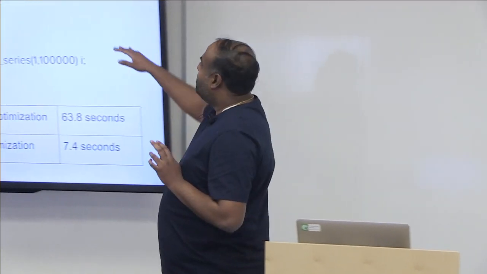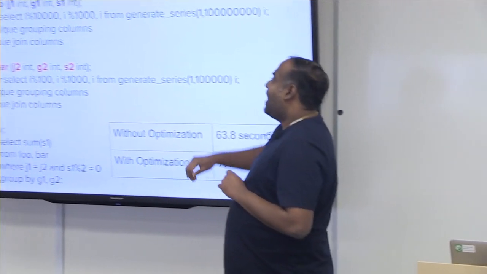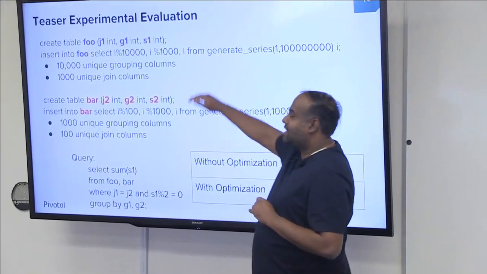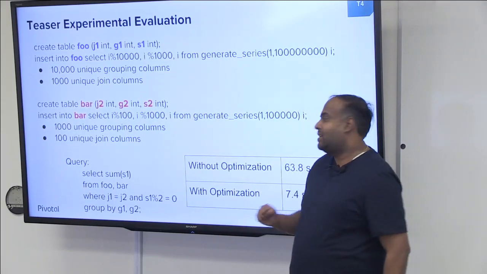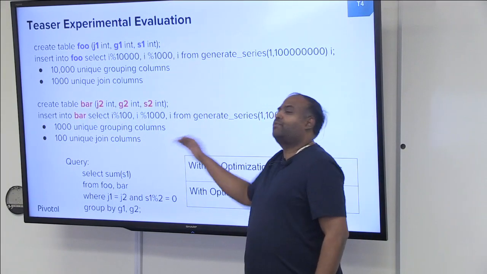So a teaser, again the same foo bar. I have more than 1 million tuples there. I have a group bin column which has 10,000 values. I have a join column which has 1,000 values. Then I have another bar which has fewer.